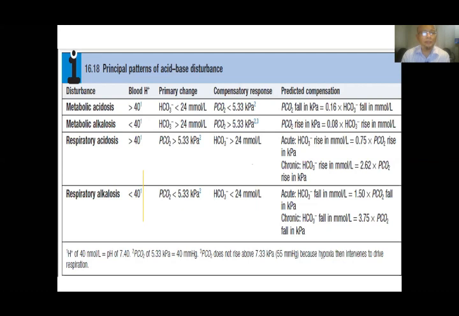In case of respiratory acidosis, the hydrogen concentration will be more, and the partial pressure of carbon dioxide will be more than 5.33 kilopascal. In respiratory alkalosis, the hydrogen ion concentration will be less than 40 and the carbon dioxide will be less than 5.33. So this is an important point.